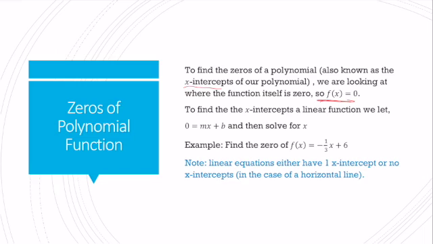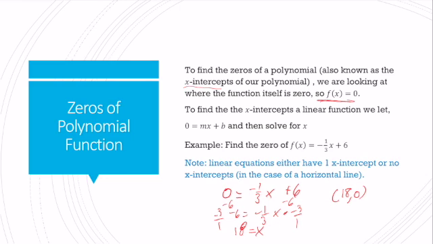So let's go ahead and find the 0 for f of x equals negative 1/3 x plus 6. So I'm going to go ahead and let 0 equal negative 1/3 x plus 6. And I need to solve for x. So I'm going to subtract 6 from both sides. That gives me negative 6 equals negative 1/3 x. Now I can either divide by negative 1/3 or multiply by the reciprocal. So I'm going to do that. That gives me positive 18 equals x. So my x-intercept is when x is 18, y is 0.